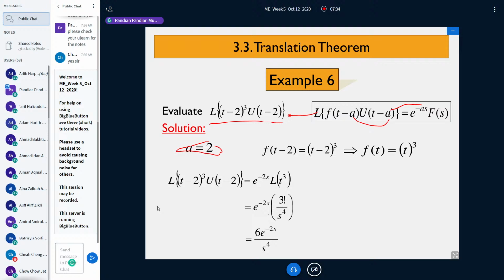Now the thing is, you must modify this according to this one. So f(t minus 2), the whole thing, is equal to, watch carefully here, (t minus 2) power 3. The whole thing f(t minus a), a is 2, this one.